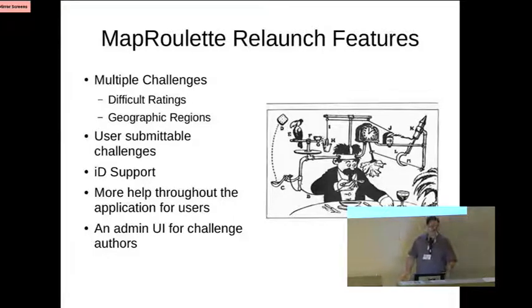The other big change is that we allow user-submittable challenges. So, in other words, if you create an idea for a challenge and you can implement it, you can send it to the MapRoulette API and present that to users. Another change that we made was we directly supported iD. The old version of the code didn't support iD.